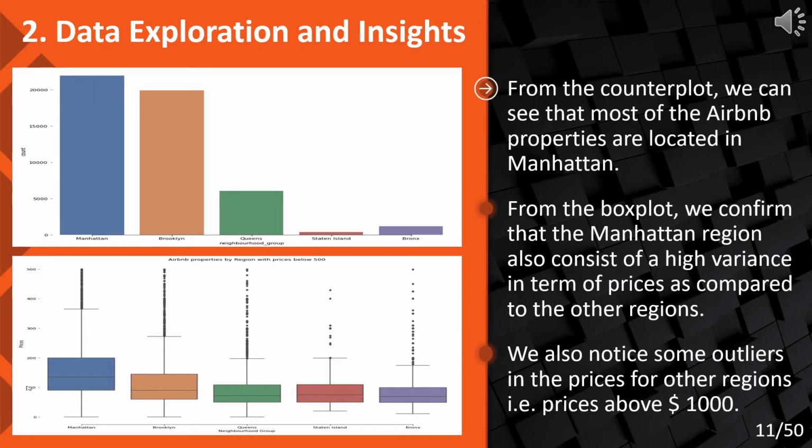From the count plot, we can see that most of the Airbnb properties are located in Manhattan. From the box plot, we confirm that the Manhattan region also has a high variance in terms of prices as compared to the other regions. We also notice some outliers in the prices for other regions, i.e. prices above $1,000.